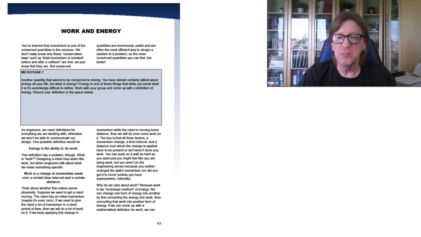So we need to come up with some sort of a mathematical shortcut, a mathematical definition for work that we can use to then figure out how much energy and therefore momentum I've given to the system. Well, you see in our definition, there are three things that we care about with this. There's going to be a change in momentum, but it also matters the time interval over which I apply that.